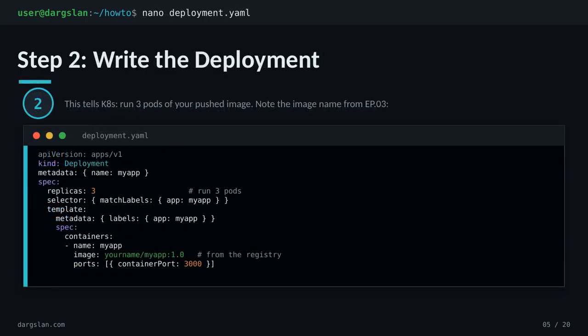With kubectl ready, let's write the first of our 2 small YAML files. The deployment. This is where you declare the desired state. I want 3 pods, each running the image you pushed back in episode 3, listening on port 3000. Notice the selector and the template labels both say app: my-app. That's how the deployment knows which pods it owns. Save it as deployment.yaml, and Kubernetes will take care of keeping those 3 replicas alive.